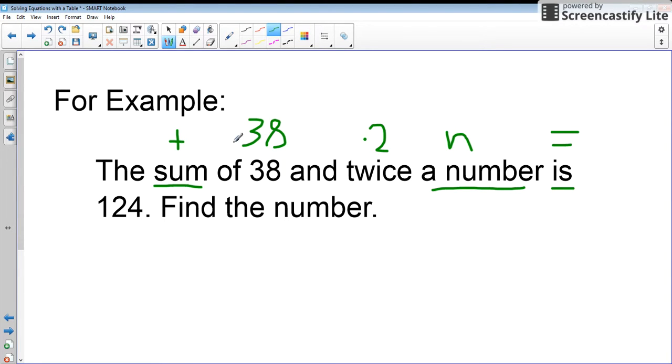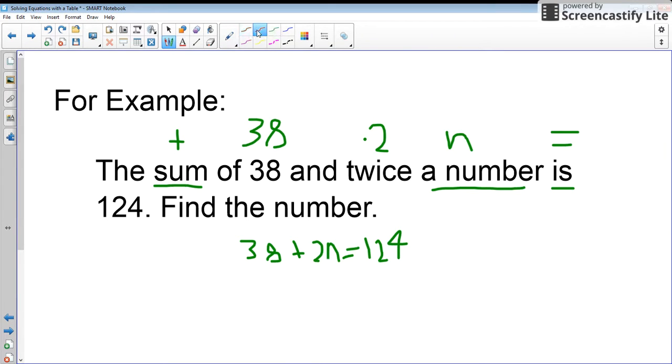So with all of that combined, I should just be able to write it straight away. Now, 38, I am summing that with twice the number. So that should be 38 plus 2n equals 124.